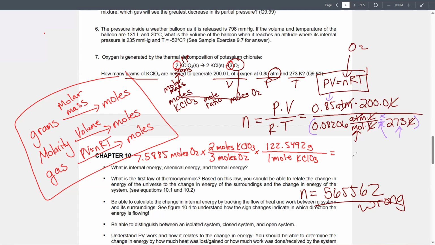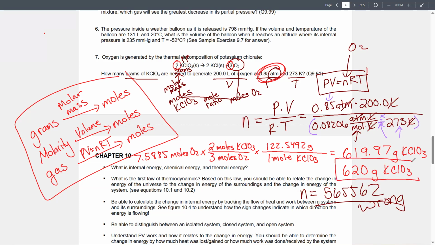All right, so we've got our moles times 2 divided by 3 times my molar mass. The answer to the question is, well, let's see how many sig figs. 2 from the pressure. So my answer is 619.97 grams KClO3, but I need 2 sig figs, so that's 620, no dot, grams. Okay, that's the end of chapter 9.